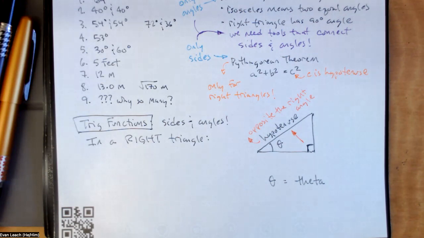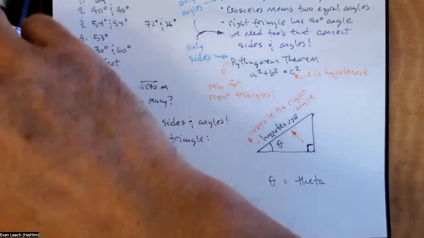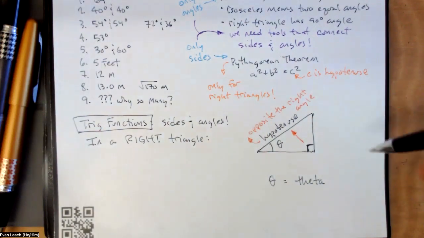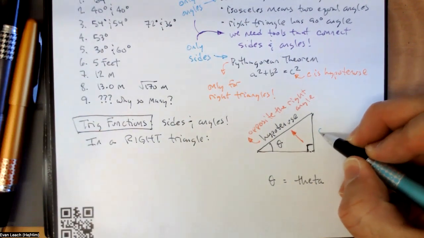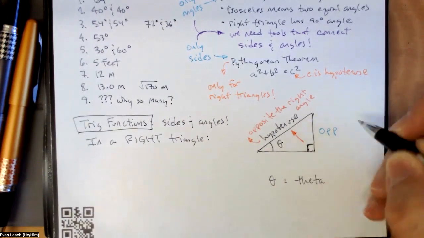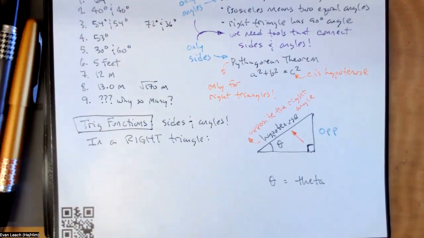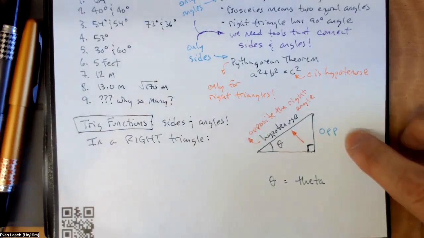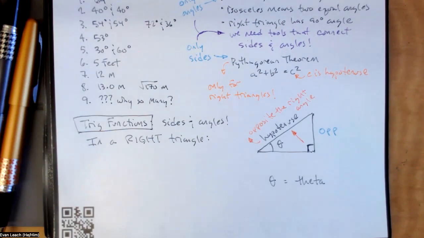So we want to name the other two sides in relation to the angle theta. This vertical leg over here is going to be opposite. When I refer to the side opposite in a right triangle, I am specifically referring to the side opposite an angle I'm interested in. If I wanted the side opposite the right angle, I would say hypotenuse. So the hypotenuse is opposite the right angle. This side is opposite to theta.